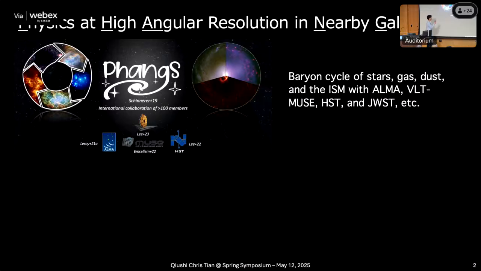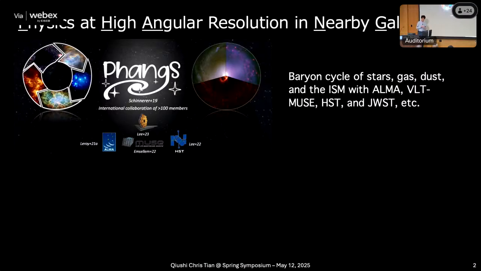This is what we call the baryon cycle. Basically, dust and gas form stars, and then supernovae explode. Things go back to gas and dust, and then we form stars again. But there are so many things happening in between in this cycle, and we want to have a whole picture. So we have multi-wavelength, multi-observatory coverage from ALMA to VLT MUSE to HST, JWST, and even more instruments. And we are a very large international collaboration.